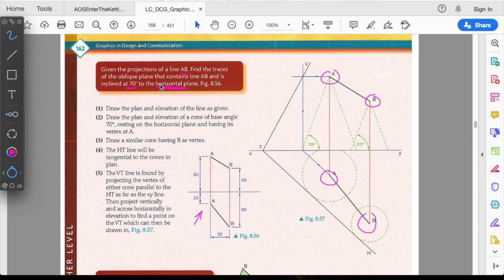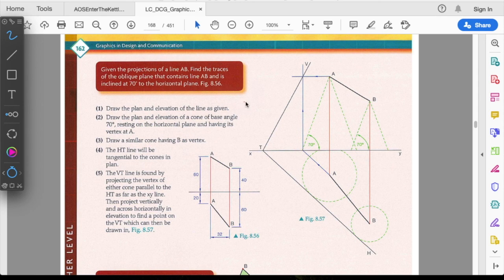at 70 degrees. Now, there will be a number of ways to do this, but the easiest way is to use cones. And this comes back to something that I said to you when we were looking at solids in contact, and that is that cones are a very useful tool for solving a lot of problems.